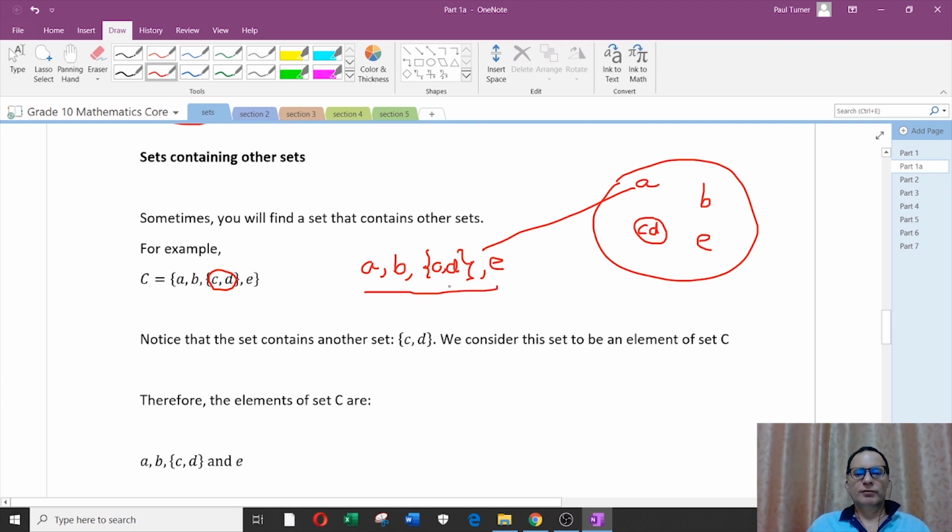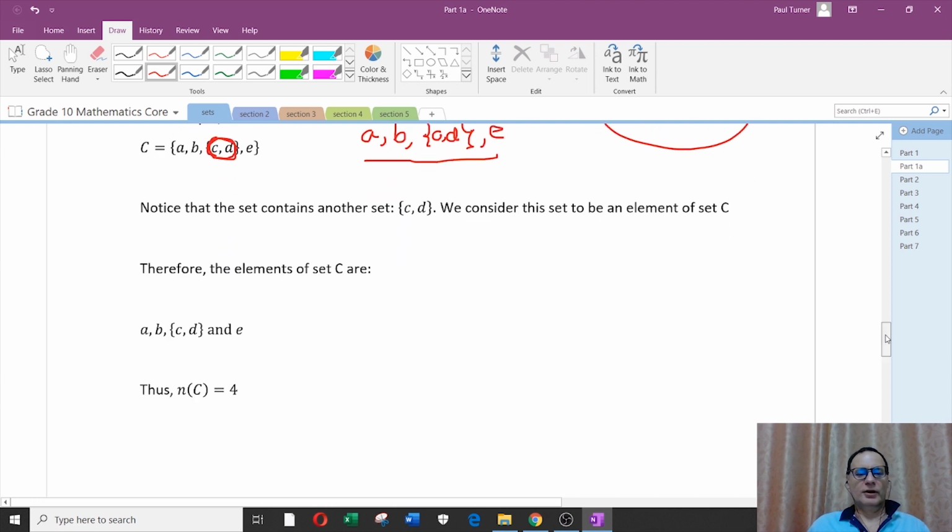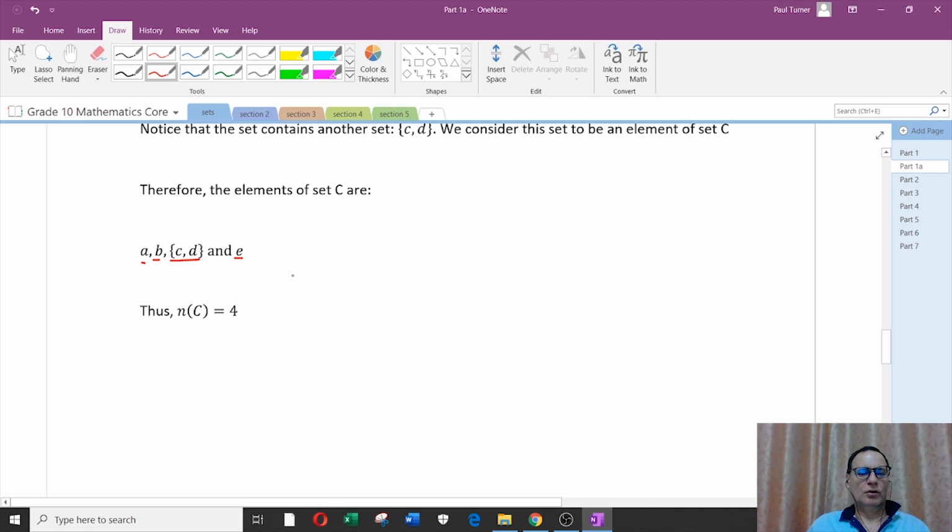1, 2, 3, 4. C, D are not counted separately. This is one element. Okay, so that's important to remember. So the cardinal number is 1, 2, 3, 4. So the cardinal number of this set is 4. So this little set here is only counted as one element, not two. So we have 4 elements, 1, 2, 3, 4. Okay, so be aware of that. You'll see this in Thai textbooks quite a lot, that kind of question.